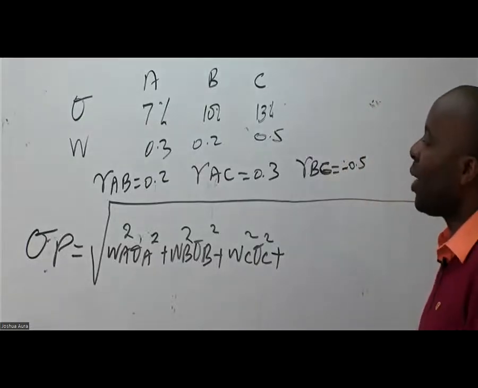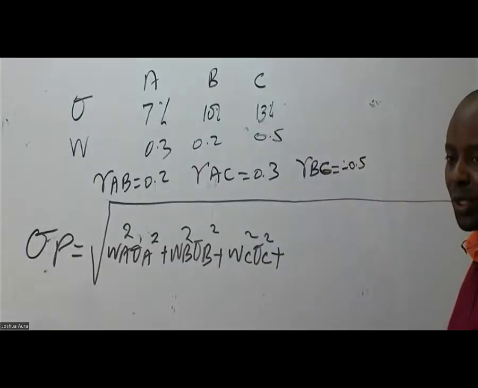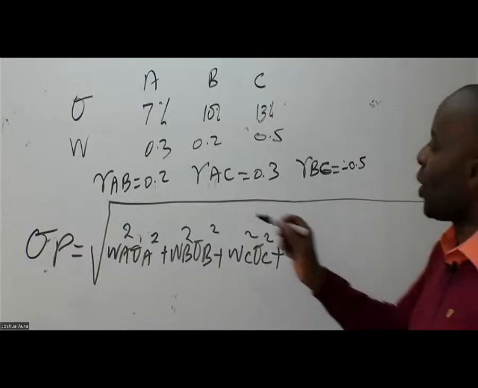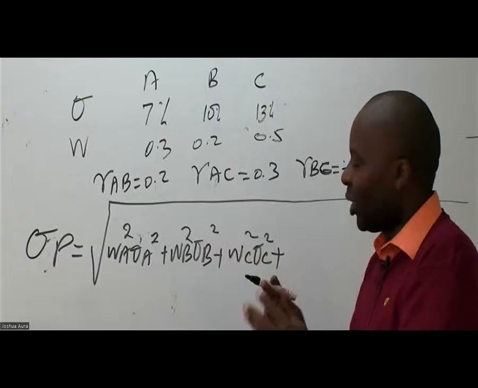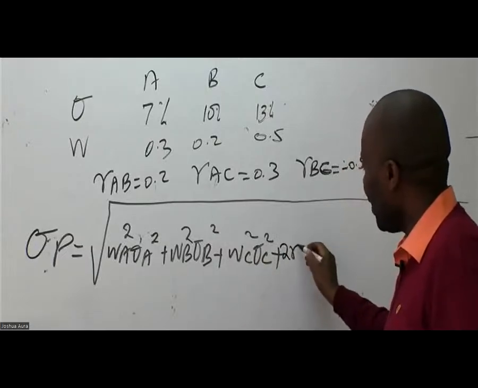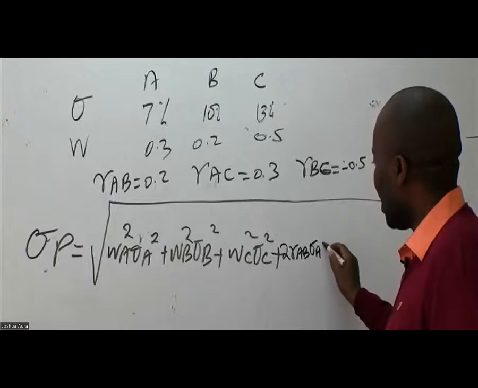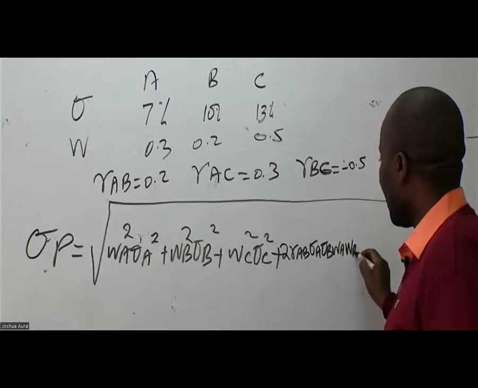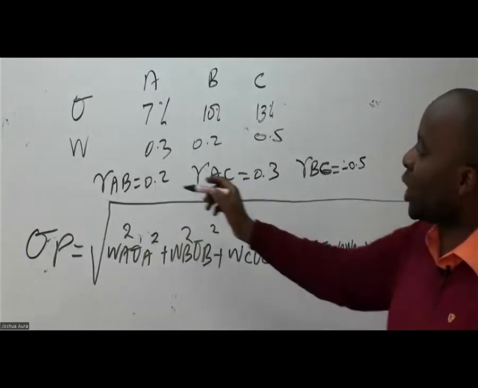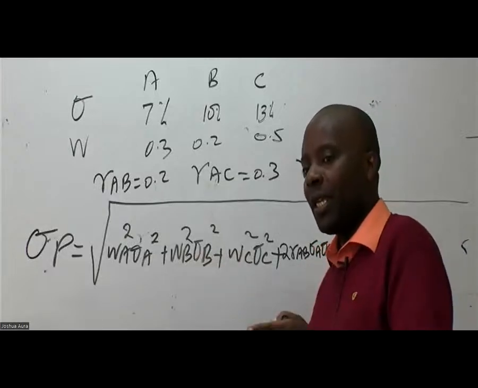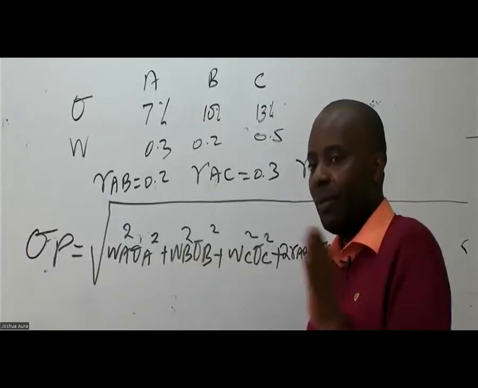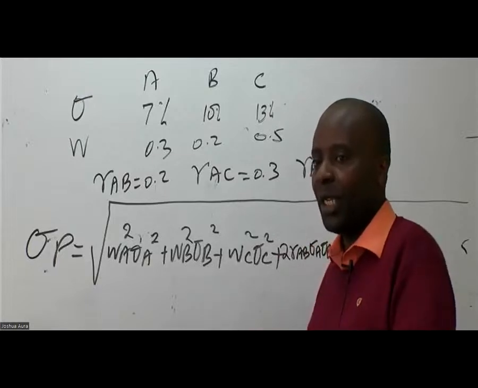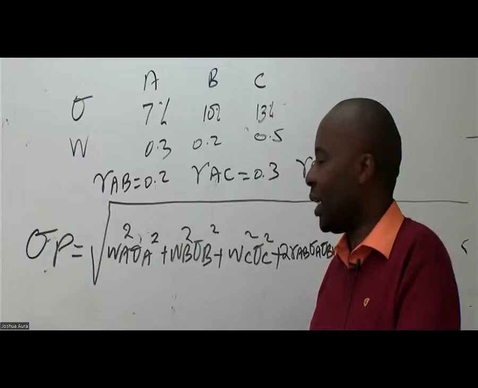Plus, now I'll pull in the correlations. Remember, we always combine two at a time. I'll start with the AB combination: twice R between AB, standard deviation A, standard deviation B, and the weights must be attached, weight A, weight B. Plus we go to the next pair. When pairing, it's AB, then pair A with C, and lastly B with C.